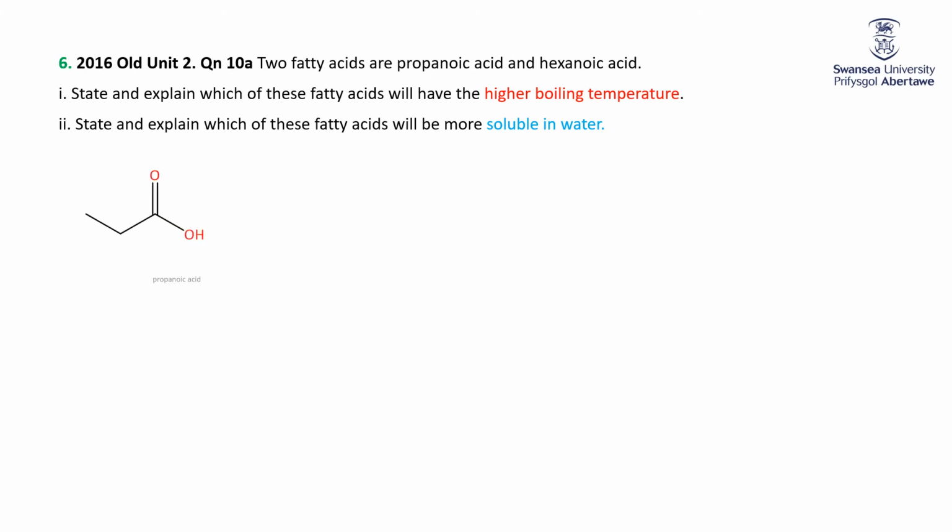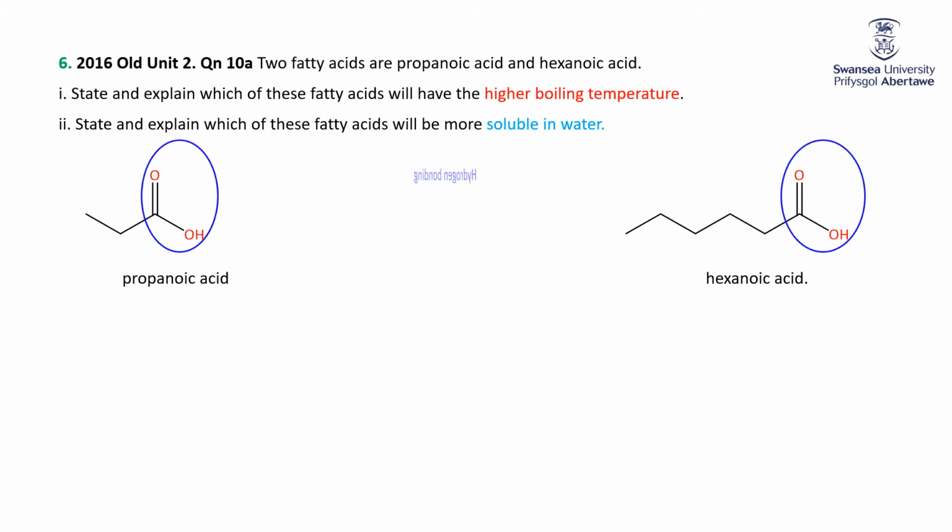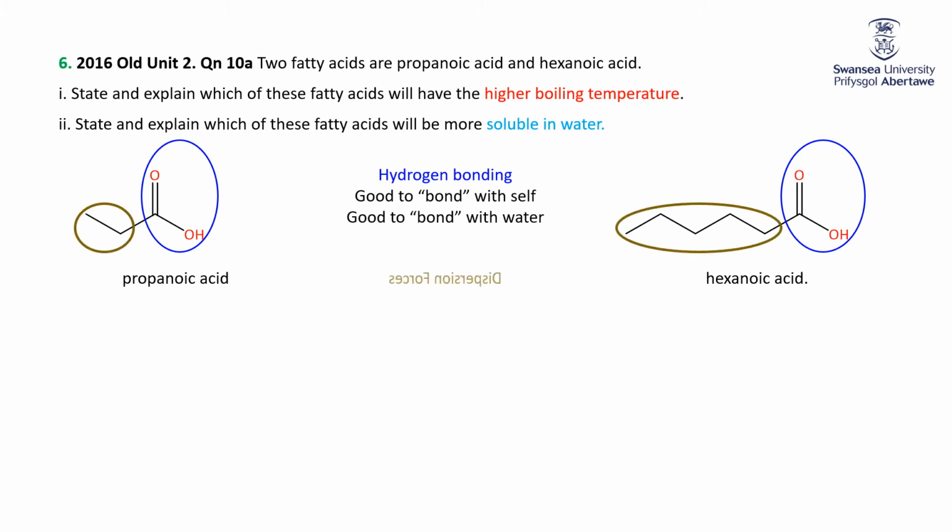Comparing propanoic acid and hexanoic acid. When we look at these, we first of all see that really leaps out, both of them have acid groups. Those acid groups can hydrogen bond. They can hydrogen bond with themselves. They can hydrogen bond with water. And then the rest of the molecule in gold here is the hydrocarbon chain, which has dispersion forces.